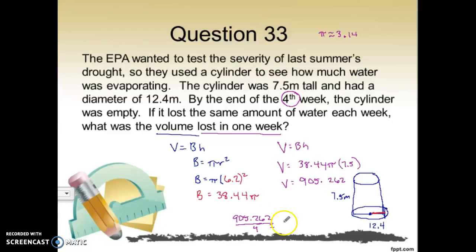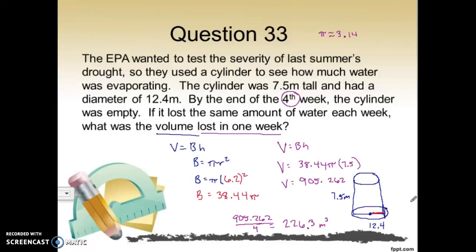And that tells me that they lost 226.3, and I'm rounding there, meters cubed, because we're talking about a volume. Remember, volume has to do with the length, the width, and the height. It's cubic meters that we're measuring. How many cubes would fit in there? So it's 226.3 cubic meters is how much it lost each week.